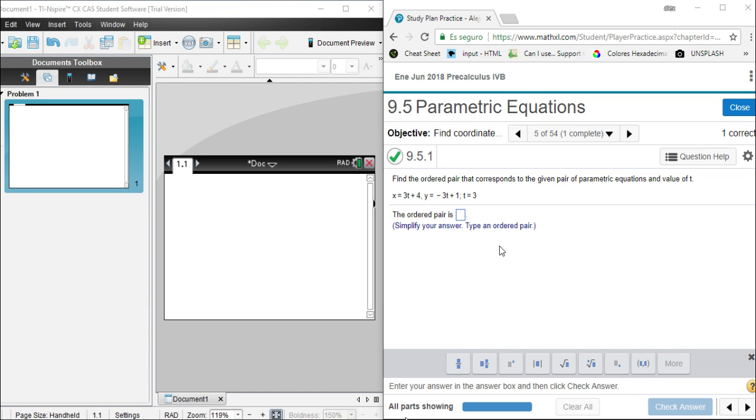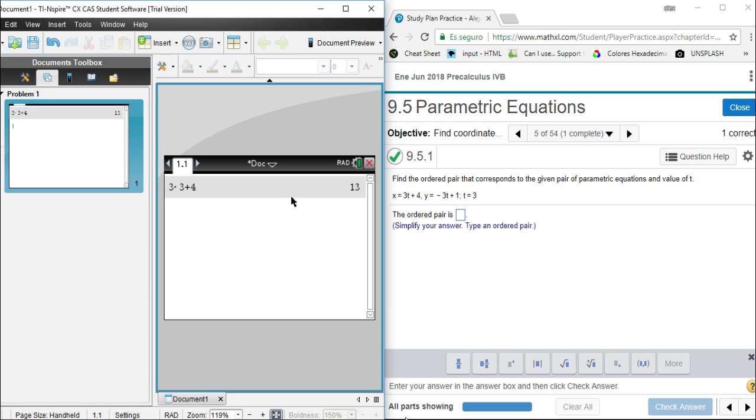Okay, now we're going to work through some problems in a program called MyMathLab. The first problem says, find the ordered pair that corresponds to the given pair of parametric equations and value of t. In here we have our two formulas and our value for t. The only thing we're going to do is substitute this value for the t in the formulas. So we have 3 times 3 plus 4 plus 4, that equals 13.